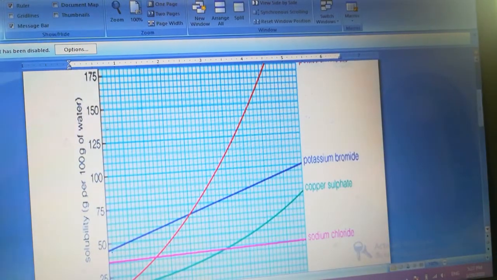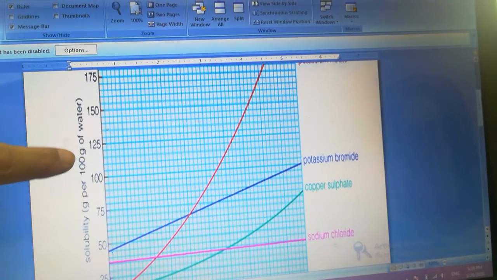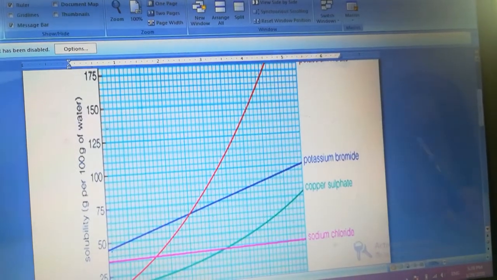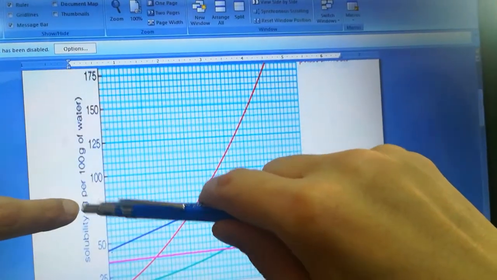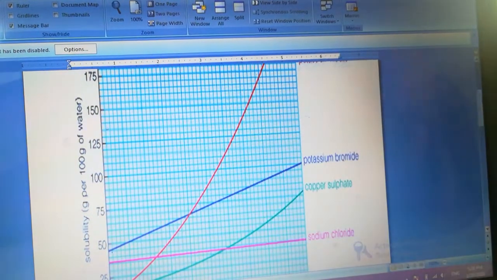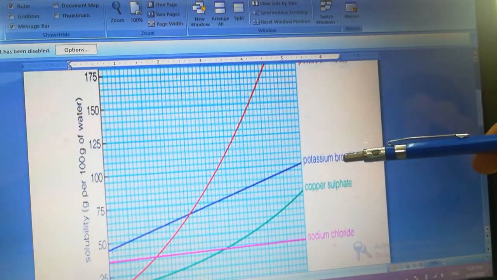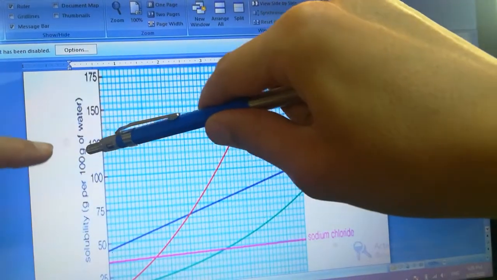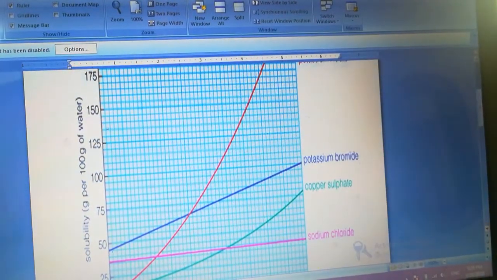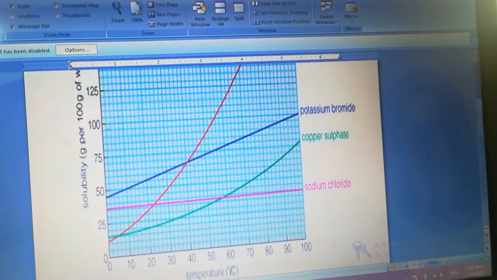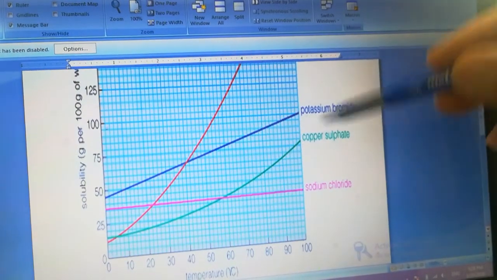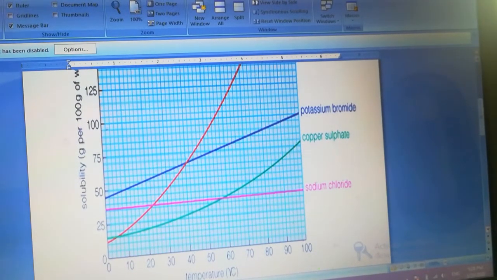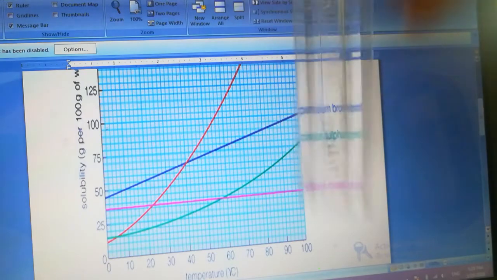So anyway, the mass of the water is only 100, and gram here means the grams of the salt that will be added to this beaker to be dissolved. Okay. Here he told you that the salt is potassium bromide. So this is potassium bromide at 80.